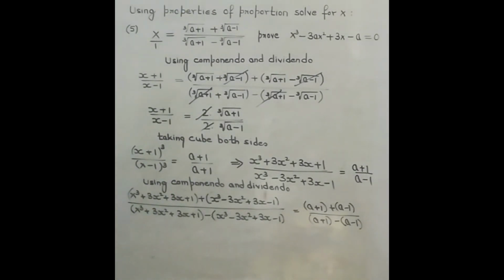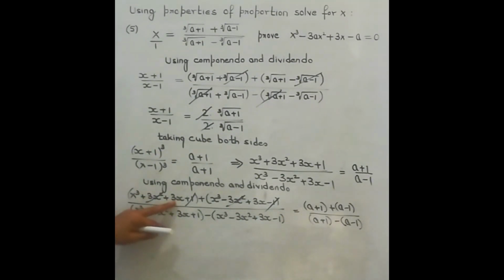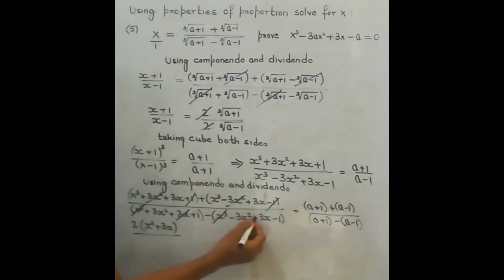Now when I open the bracket here, this will cancel out, 1 will cancel out. So I can say on the left side x cube plus 3x and then again x cube plus 3x. So I can say I am left with twice (x cube plus 3x). Now I open the bracket in the denominator place. x cube will cancel out. What else will cancel out? Plus 3x, and when you open this becomes minus 3x, will cancel out.